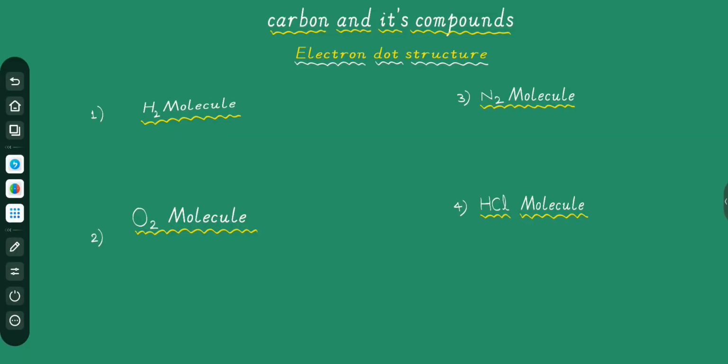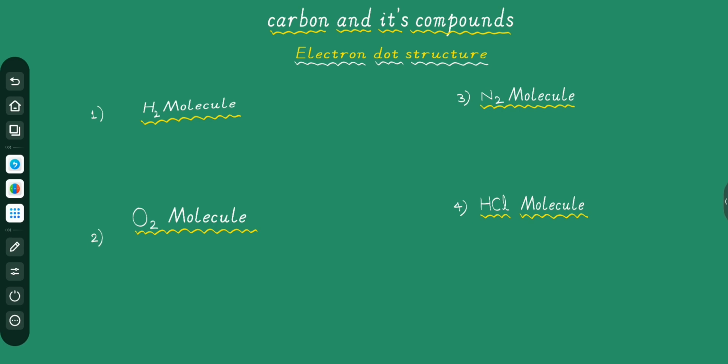Hello dear students, let us discuss one more new topic today: carbon and its compounds, and in that, electron dot structures. Today we will discuss how atoms attain noble gas configuration. Generally, atoms attain noble gas configuration by gaining electrons, losing electrons, or sharing electrons. Today we will discuss sharing of electrons.